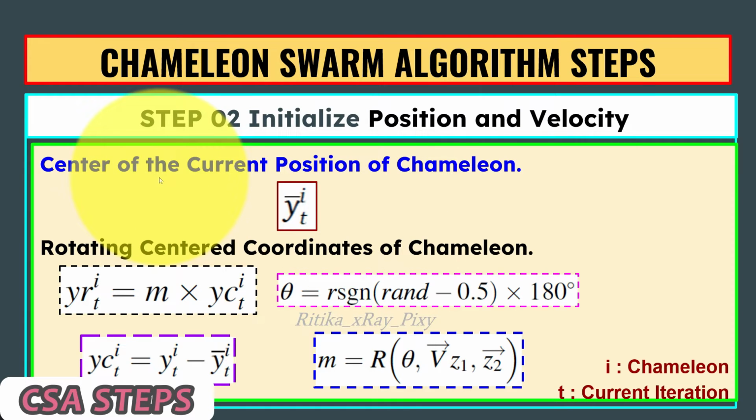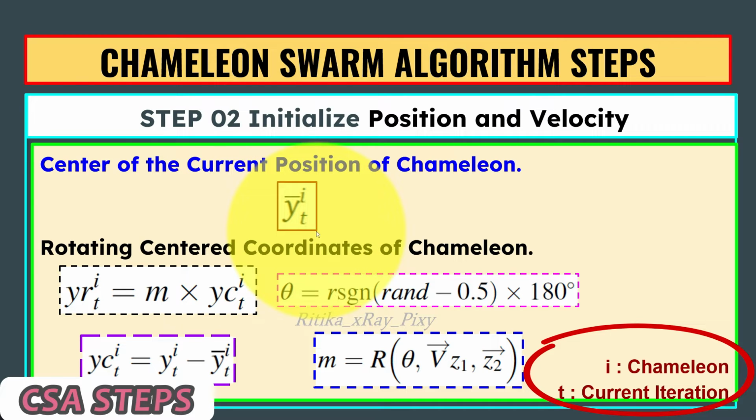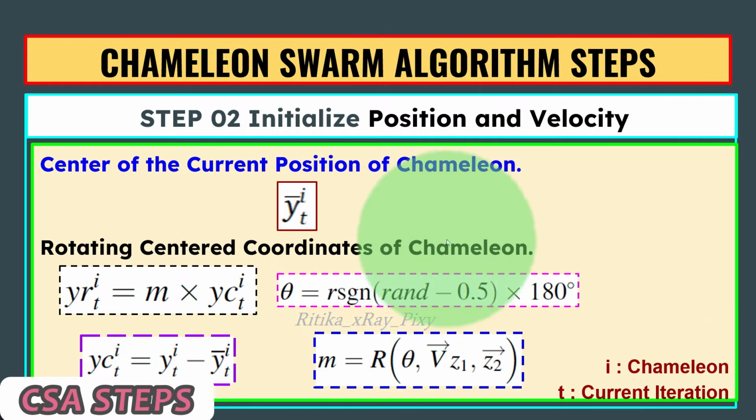So first we have the center of the current position of the chameleon, that is denoted using this. T denotes the current iteration and i is the position. That is the current position of the ith chameleon. Suppose we have maximum iteration 100, number of search agents, suppose we have 10, then for the first search agent it would be 1, and here iteration is 1, then 1. For the second search agent, i here would be 2, 3 up to 10, and accordingly iteration wise we will update the current iteration.